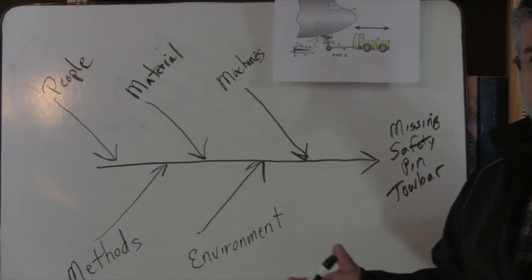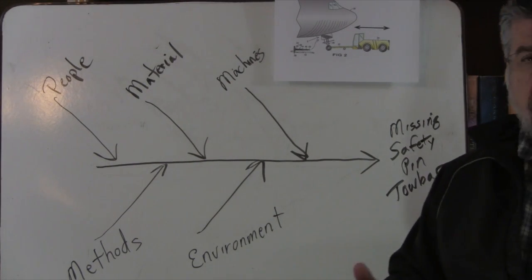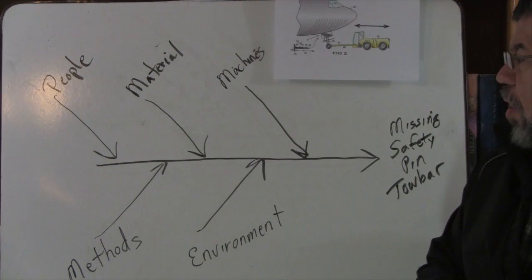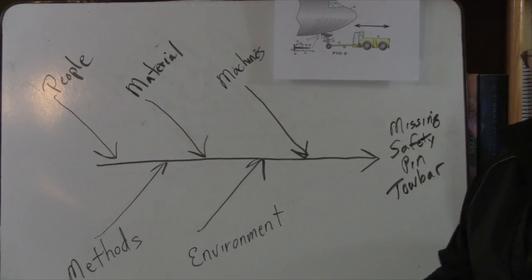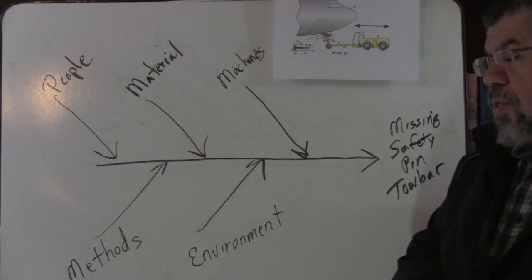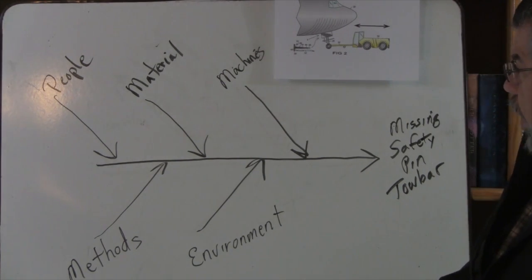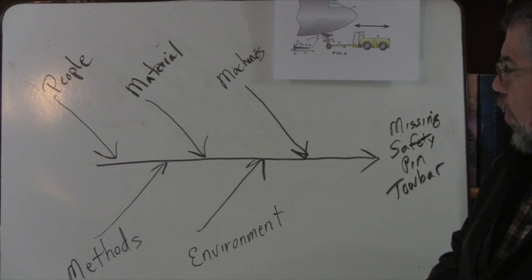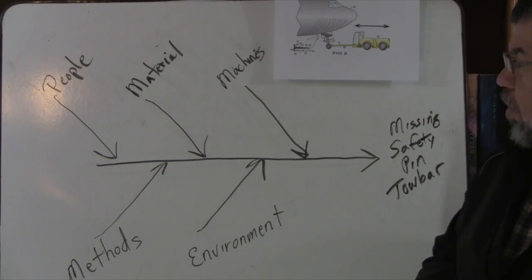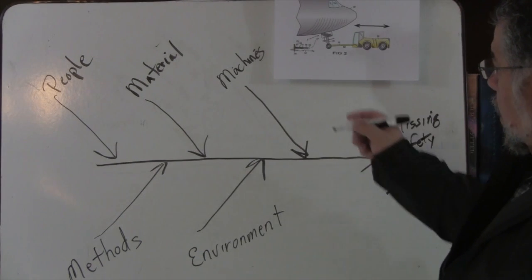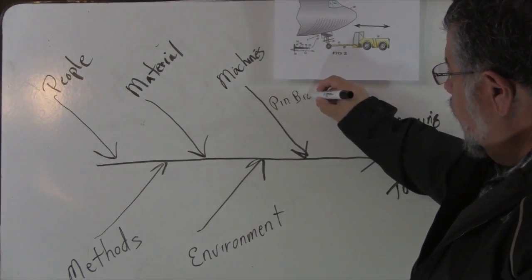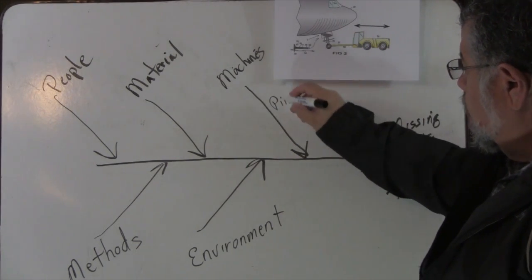What I'm going to do now is have a brainstorming session. I'm going to go around the room, and we're going to think about possible causes in each of these categories that would have caused the missing safety pin. So we'll start out with Lee. Lee, what do you think in the machine area could have been a possible cause? Maybe the pin broke. Okay, we'll write that down. Remember, no answer is wrong.